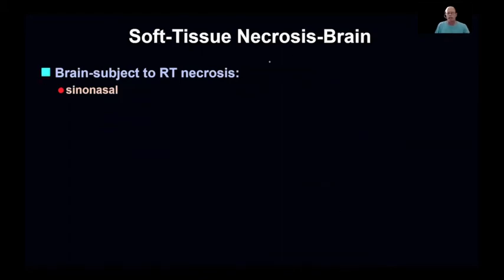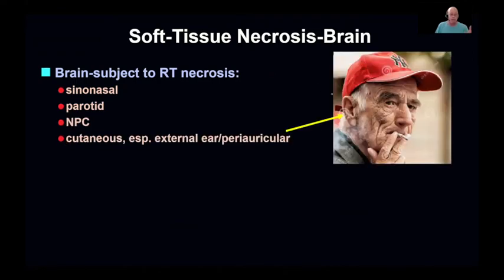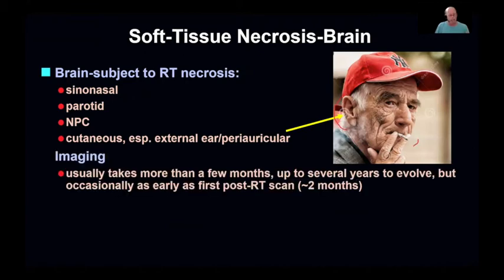So in radiation necrosis of the brain, when does this happen? Well, radiation necrosis in the brain happens in patients who've been radiated for sinonasal, parotid cancers, nasopharyngeal cancer, cutaneous malignancies, especially in and around the ear, because you can see the hat is not covering the ear, so that's certainly at risk. This guy was obviously having a smoke at the Yankees game.